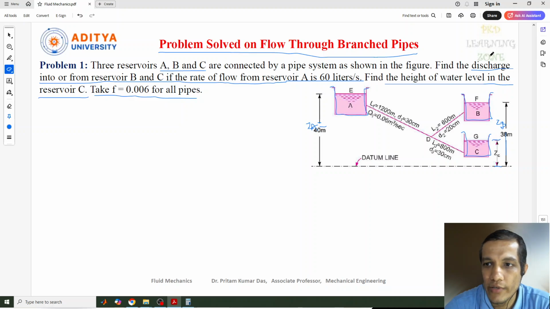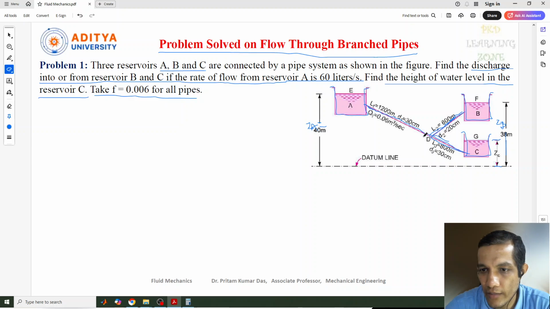Along with that, we also need to find the discharge into or from reservoir B and C. What is the discharge from here and what is the discharge towards this? So we need to calculate. That means the water is flowing from reservoir A and it is moving towards this one. And also you can see there is a movement in this direction also, from B to D.